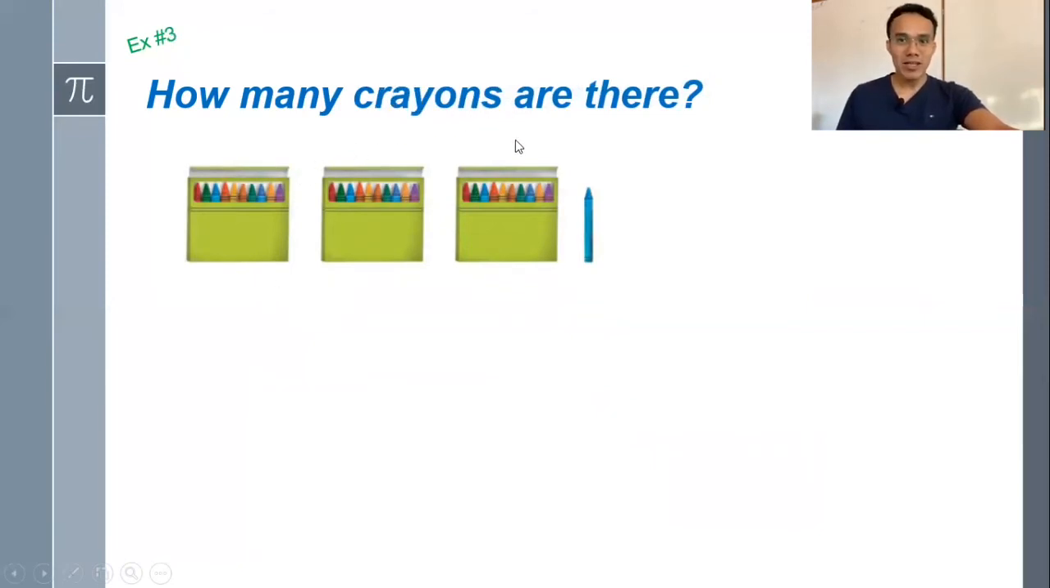How many crayons are there? We have 3 boxes of crayons and there's 1 crayon outside. So we have to check how many crayons there are in 1 box. Let's see. 1, 2, 3, 4, 5, 6, 7, 8, 9, 10. 1 box has 10 crayons. There are 3 boxes. Therefore, there are how many crayons altogether? We have 10, 20, 30. 30 crayons and 1 more.